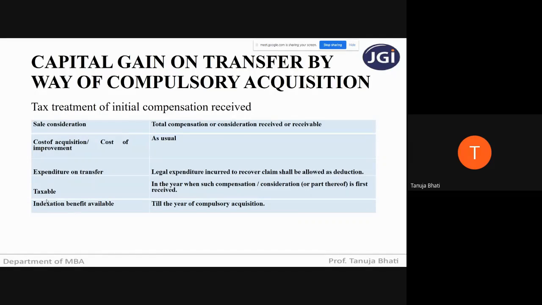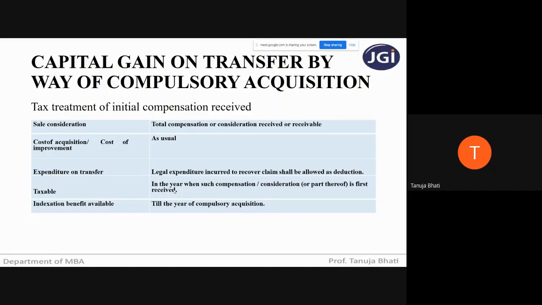Now, in which year is it taxable? In the year in which such compensation, consideration, or part thereof is first received. Suppose you have to receive a compensation of 50 lakhs. Out of 50 lakhs, 20 lakhs you have received in the year 1920. So the entire compensation will be taxable in the year 1920, because the first compensation is received in the year 1920. So it will be taxable in the year 1920, that is assessment year 2021.